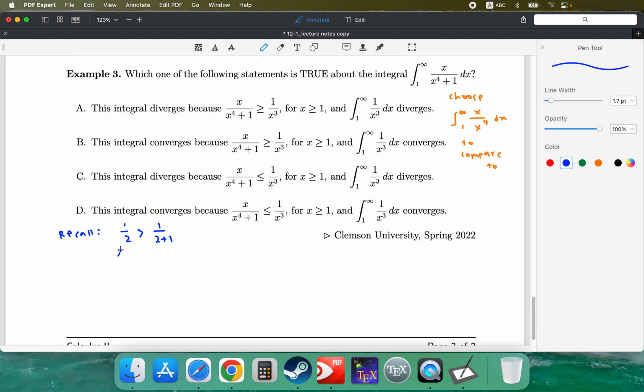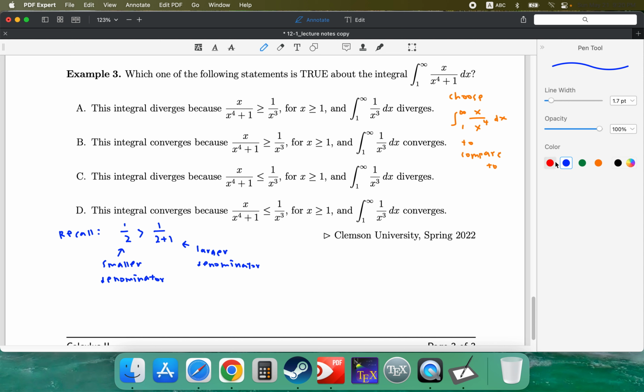This is because if we divide by a smaller number, the value will become larger. So this is a smaller denominator, which means the value of the fraction will be larger. And this is a larger denominator, so the value of the fraction will be smaller.